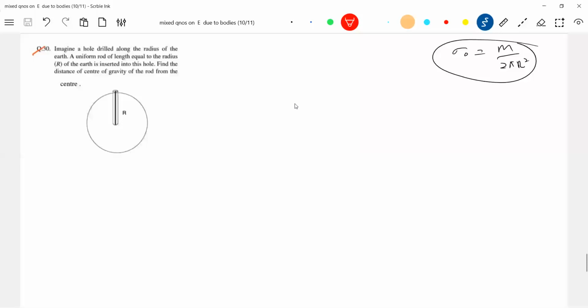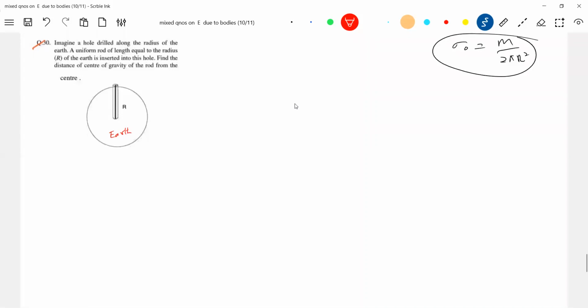Center of gravity of the rod from the center. I think we know, we are very sure, no? Where is the center of mass of the rod? If I don't discuss this problem, I think it'll be incomplete. That's what I feel.